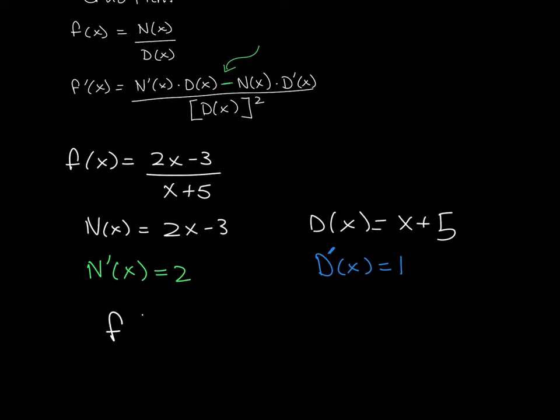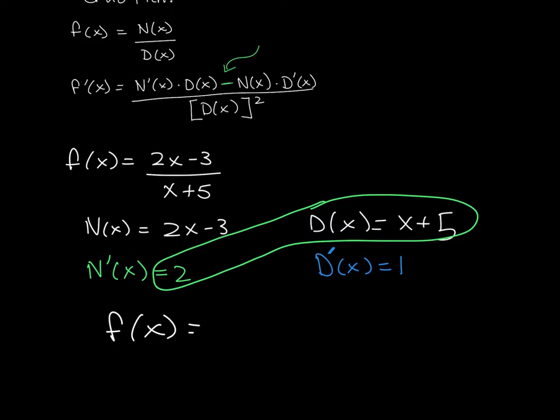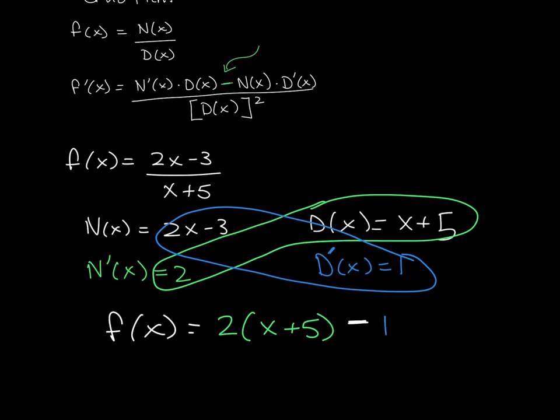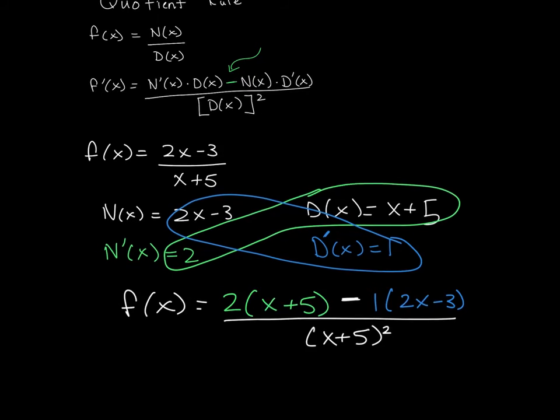So to find the derivative of our original function, I take the derivative of the numerator times the denominator to give me 2 times x plus 5. And then I have to go through and subtract the derivative of the denominator times the numerator, which is just 1 times 2x minus 3. And I divide all of that by x plus 5, and all of that is squared.